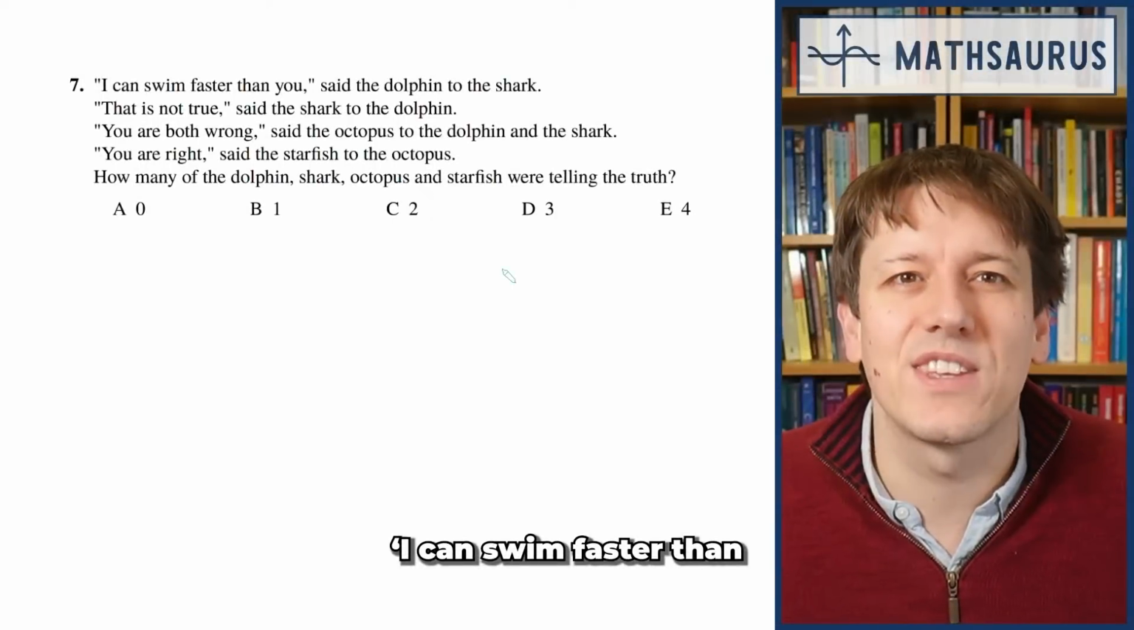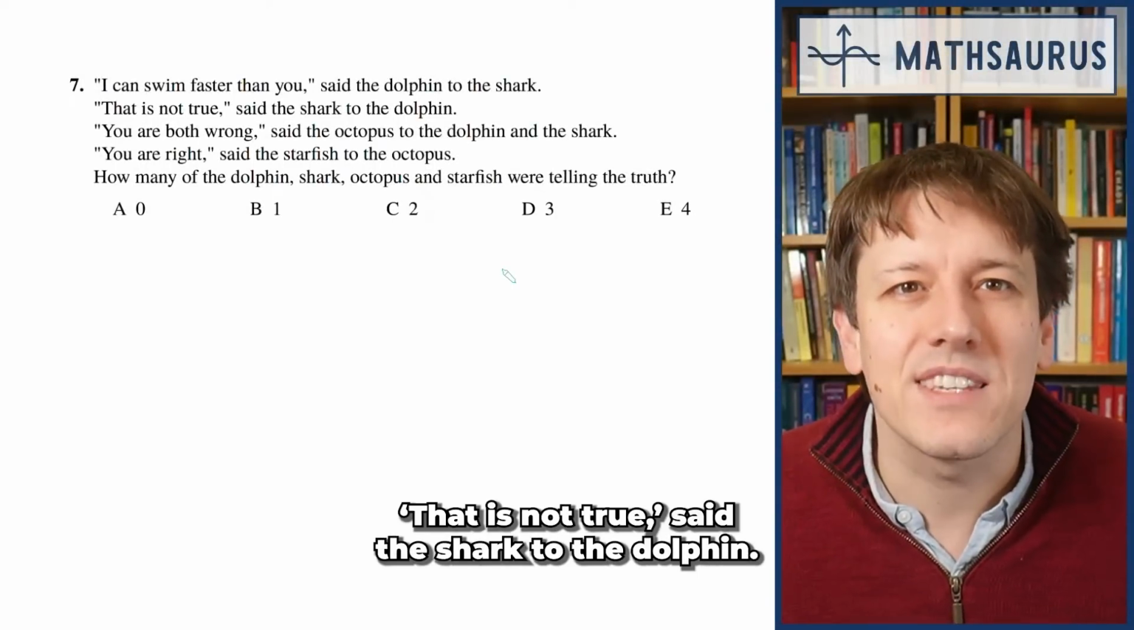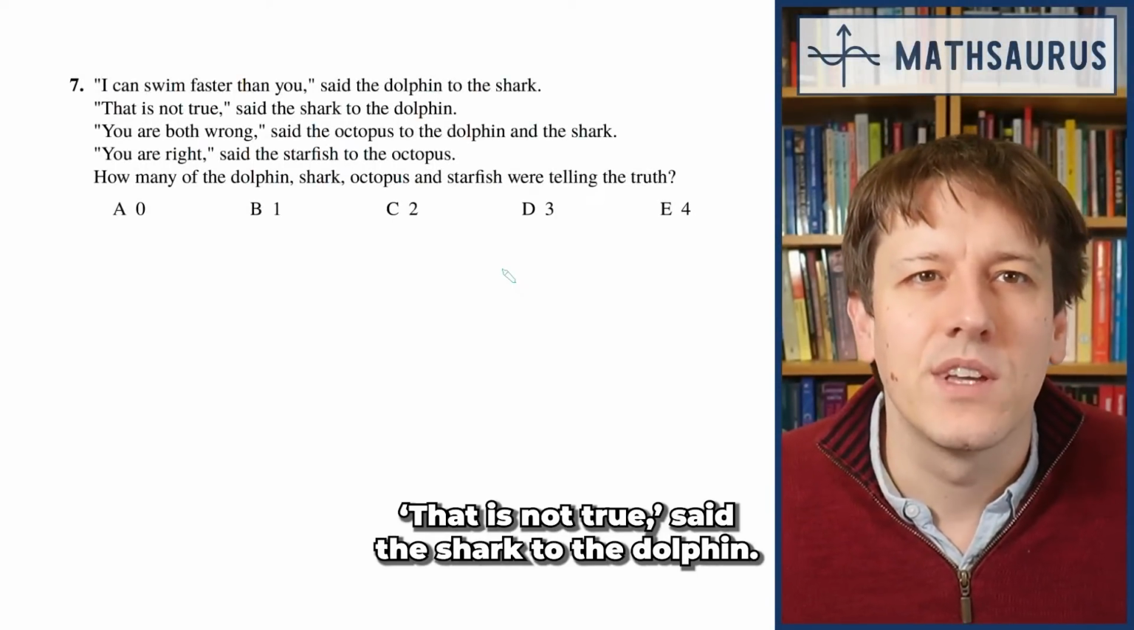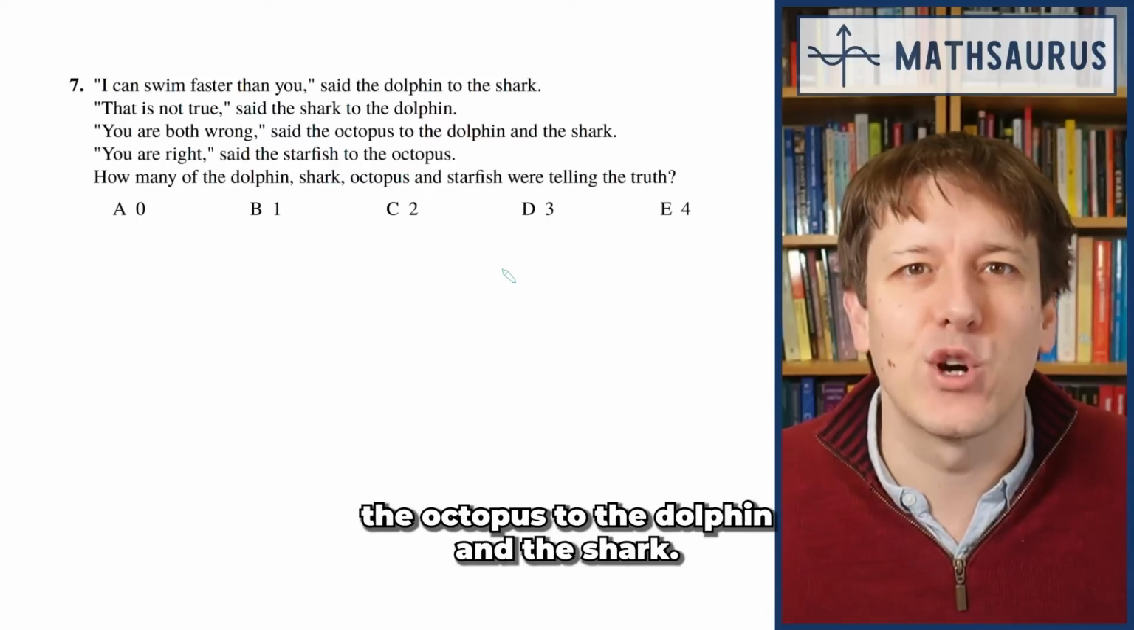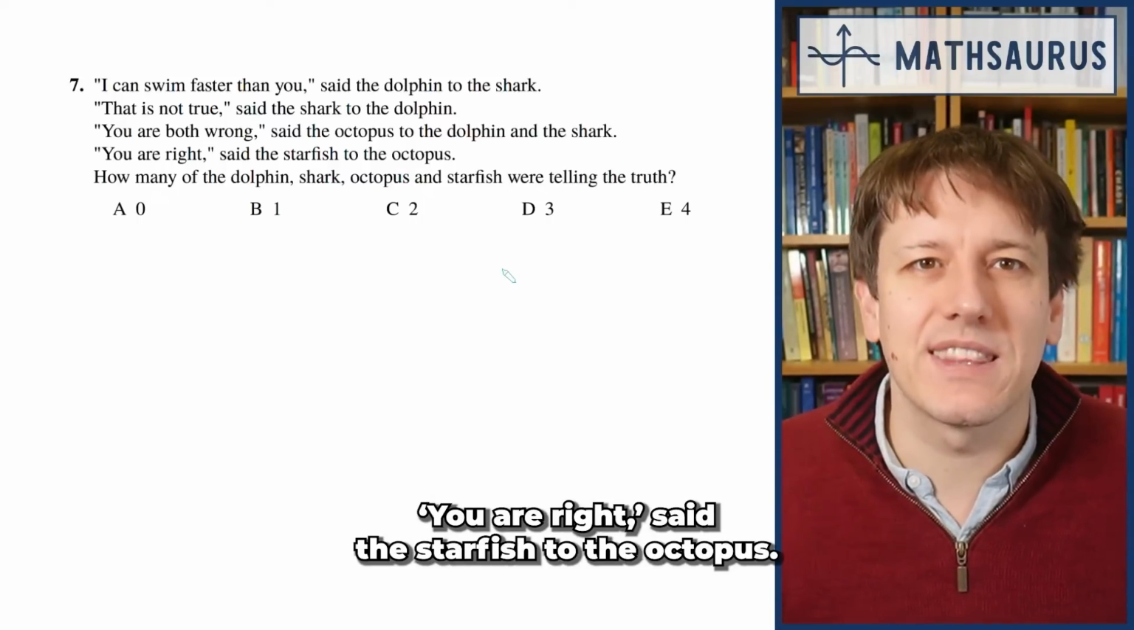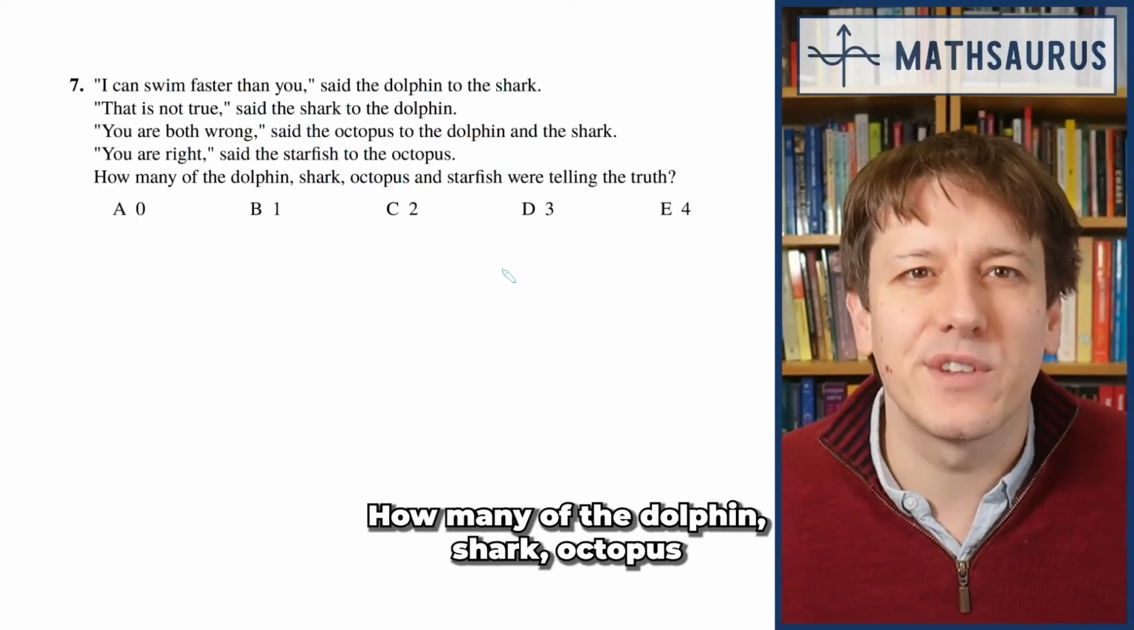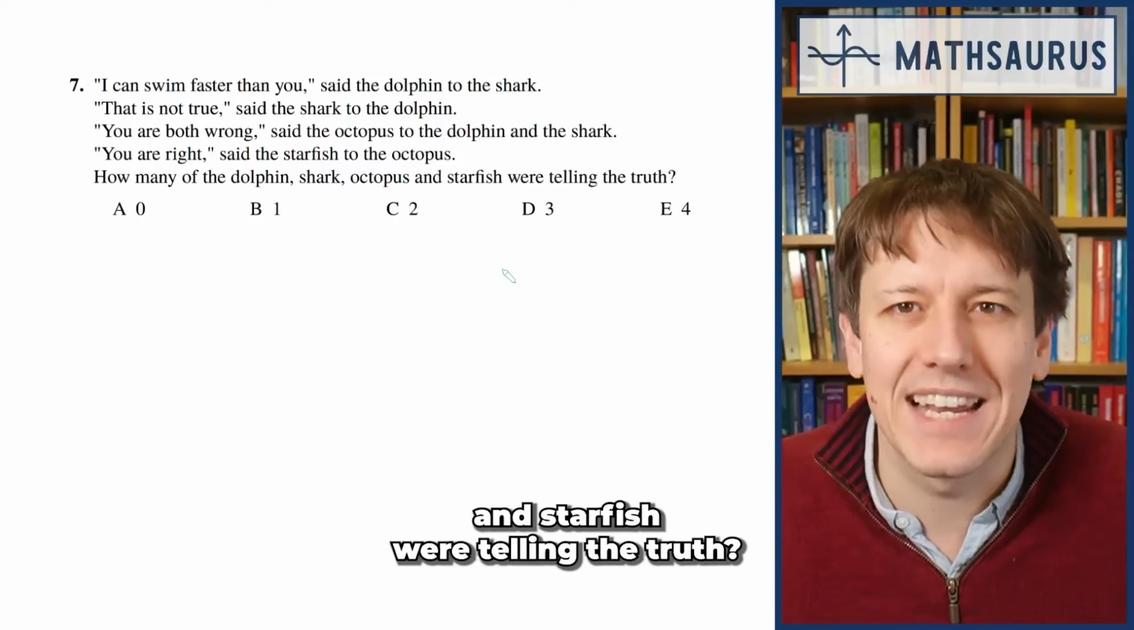I can swim faster than you, said the dolphin to the shark. That is not true, said the shark to the dolphin. You are both wrong, said the octopus to the dolphin and the shark. You are right, said the starfish to the octopus. How many of the dolphin, shark, octopus and starfish were telling the truth?